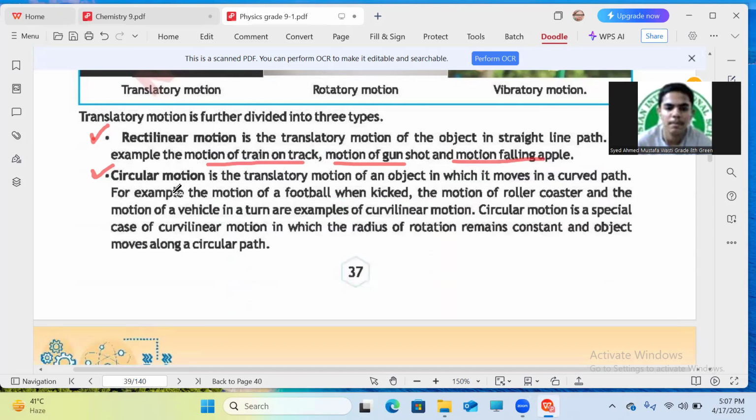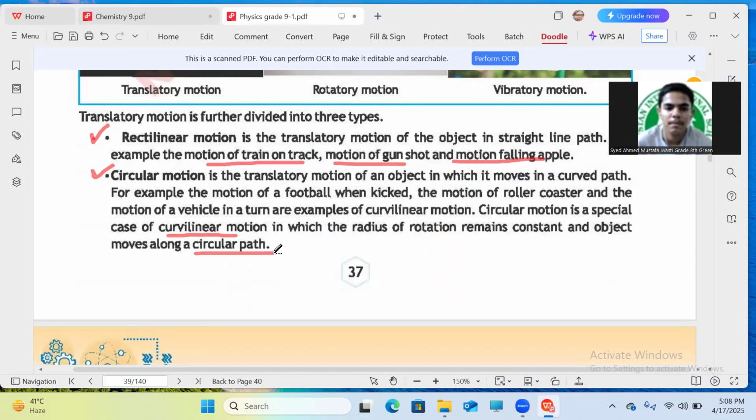Second one, circular motion. Circular motion is a translatory motion of an object in which it moves around a curved path. For example, the motion of a football when kicked, the motion of a roller coaster, and the motion of a vehicle in a turn are examples of curvilinear motion. Circular motion is a special case of curvilinear motion in which the radius of rotation remains constant and the object moves along a circular path.